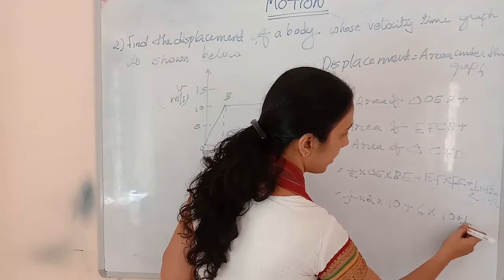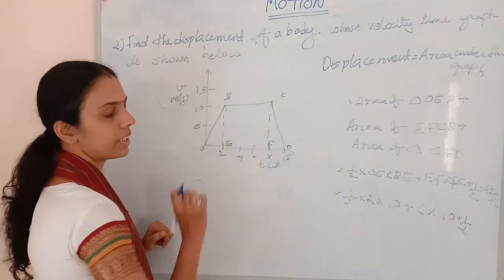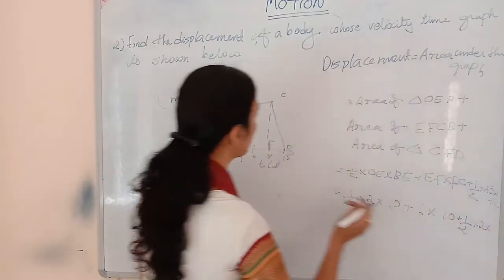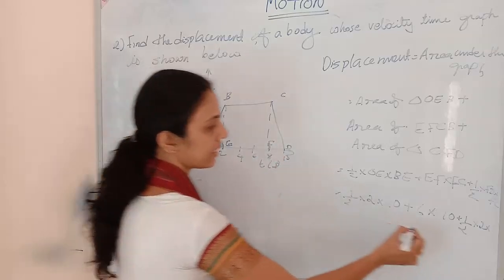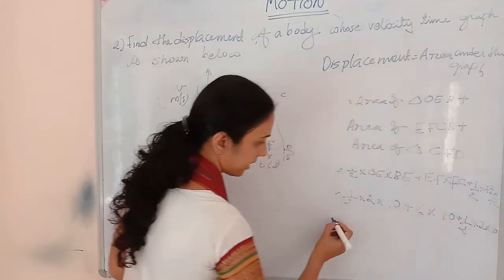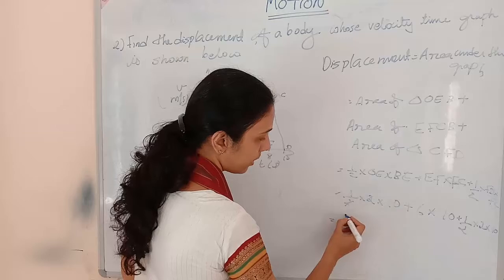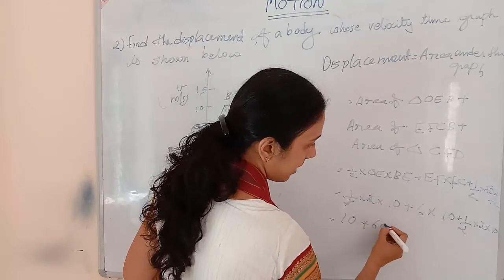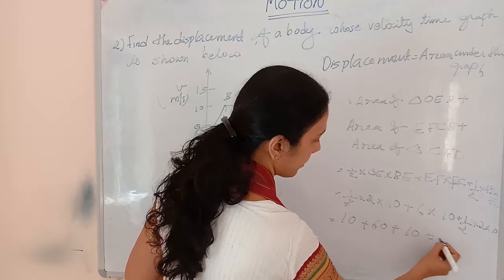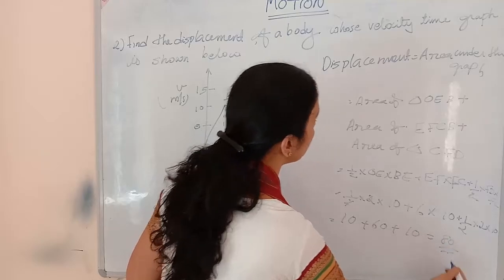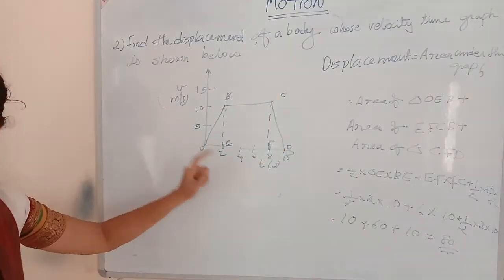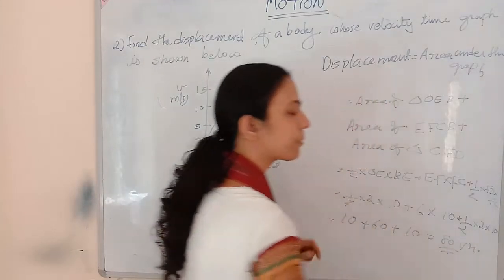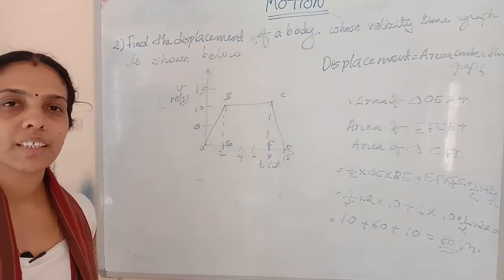Plus half into FD. FD is 8 to 10, that is 2, into FC. FC is this height, that is 10. So you should add like this. Here you will get 10, and here you will get 60 plus 10. So it is 80. This is in meter per second and this is in meters, right? So the answer will be in meters. This is how we will be finding out the displacement.